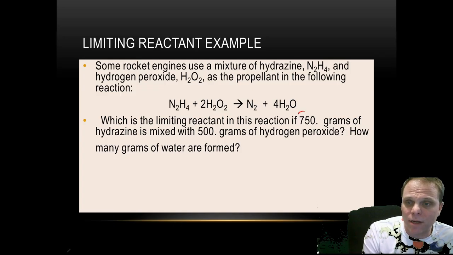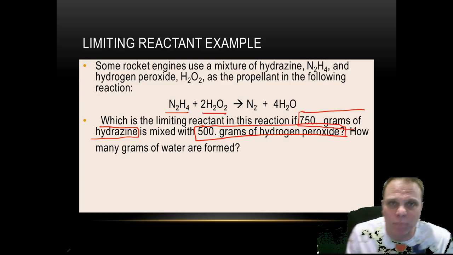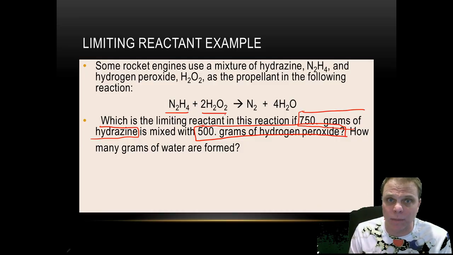Look, I've got 750 grams here, and that's of the hydrazine, right? And here's my second part. I've got 500 grams of the hydrogen peroxide. Ooh, those are both reactants, right? And remember, I said if they give you amounts of both reactants, you know it's a limiting reactant problem.